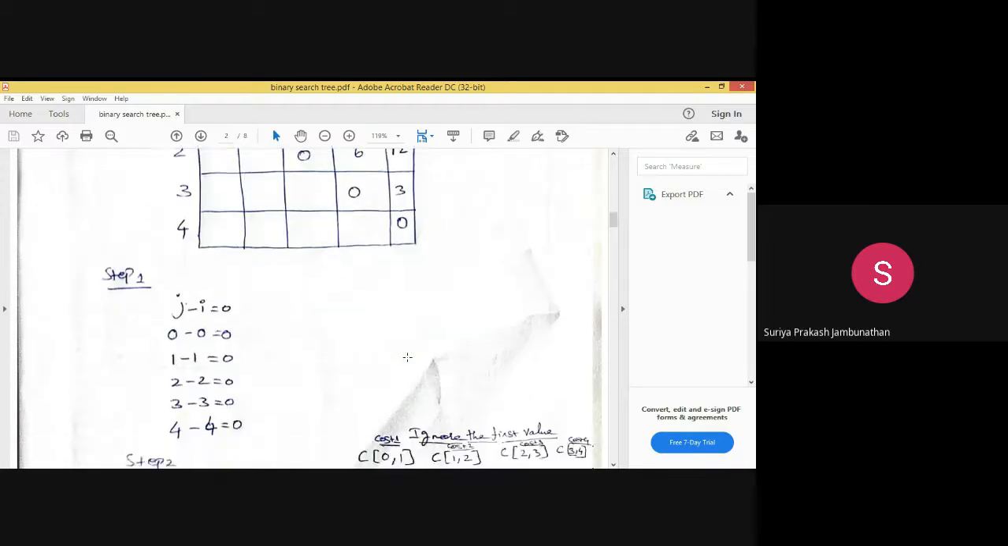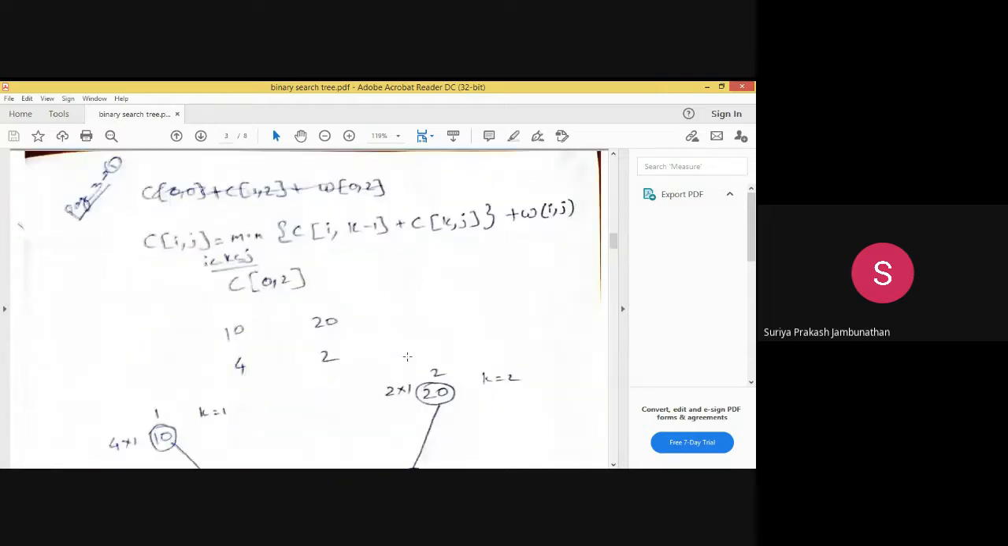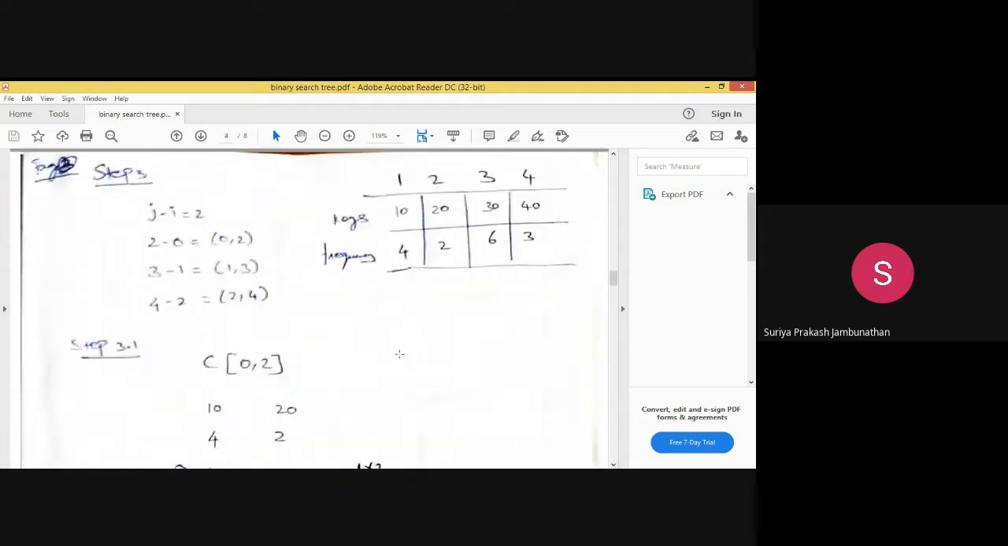Okay, next we have to move to step 3. Let's move to step 3. In step 3, j minus i is equal to 2. We already checked j minus i equal to 0 and j minus i equal to 1. Now we are moving to j minus i equal to 2, where we check the combinations. We get 2 when subtracting: j value 2 and i value 0, j value 3 and i value 1, and j value 4 and i value 2. In these combinations we are getting 2 as the answer.